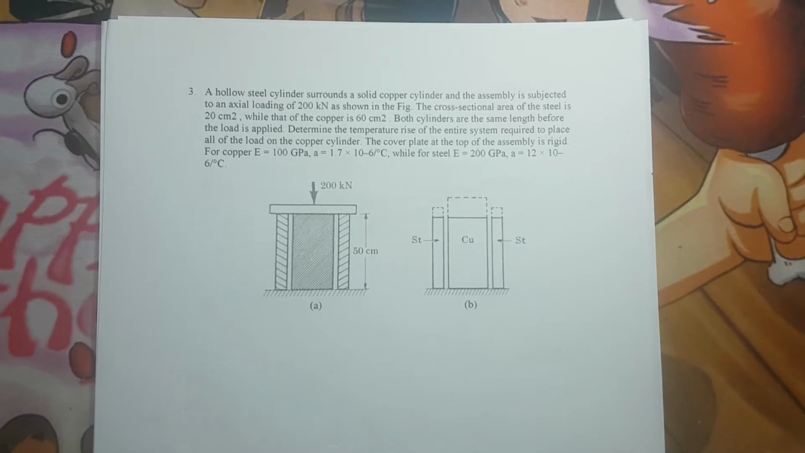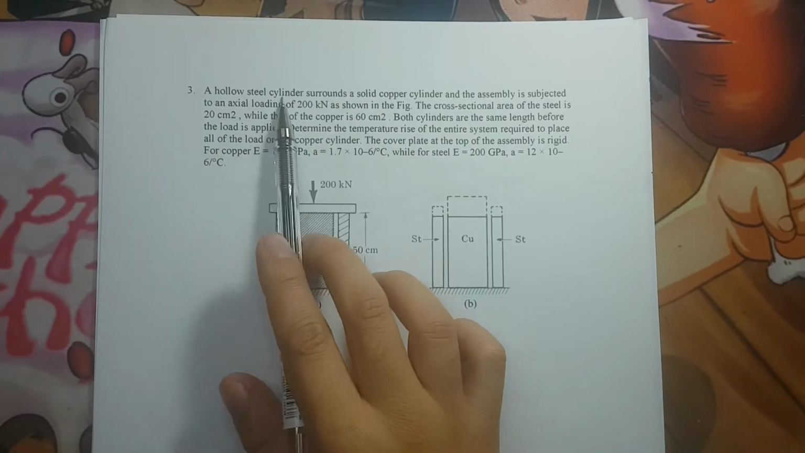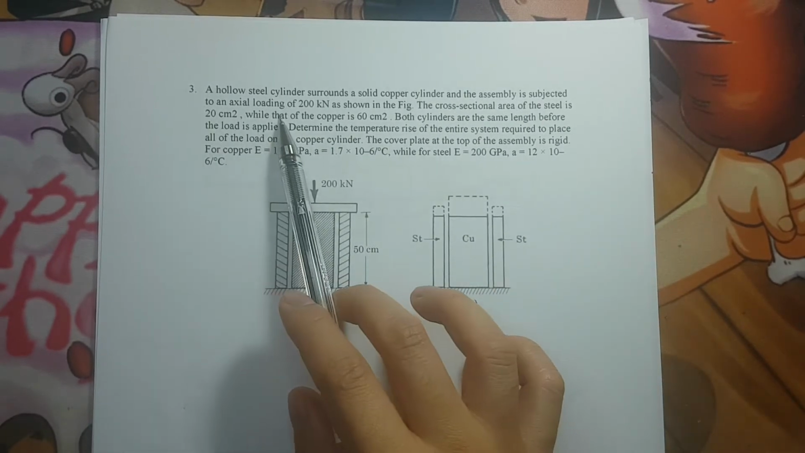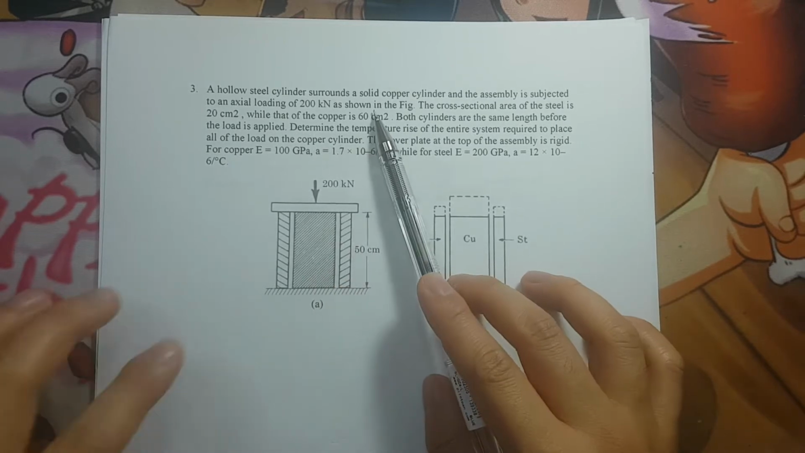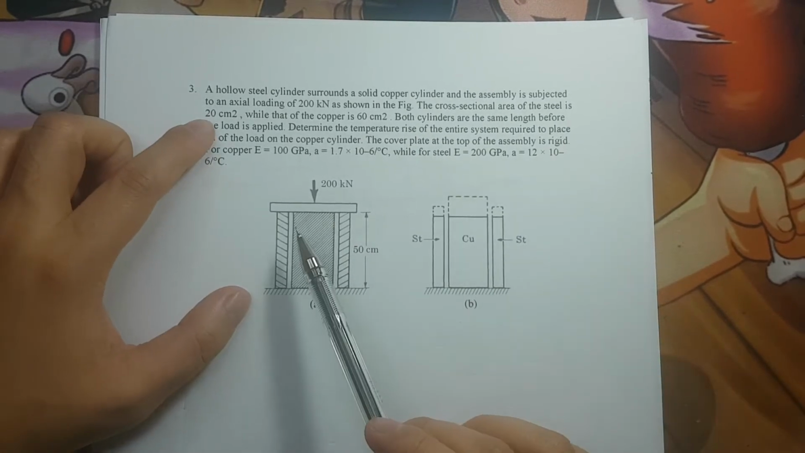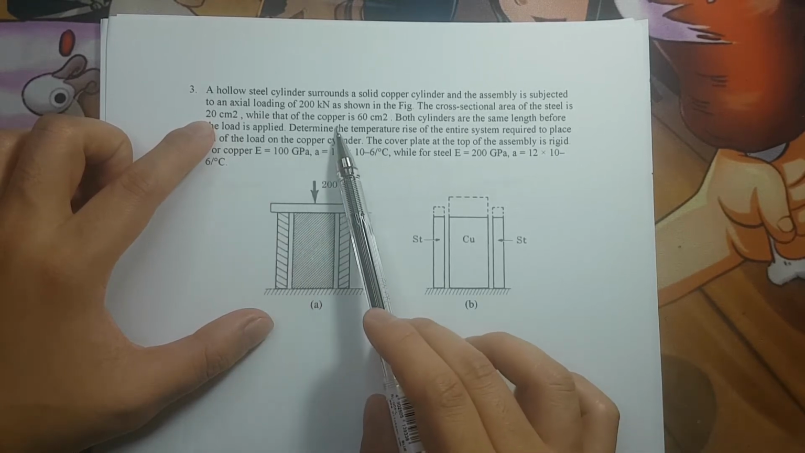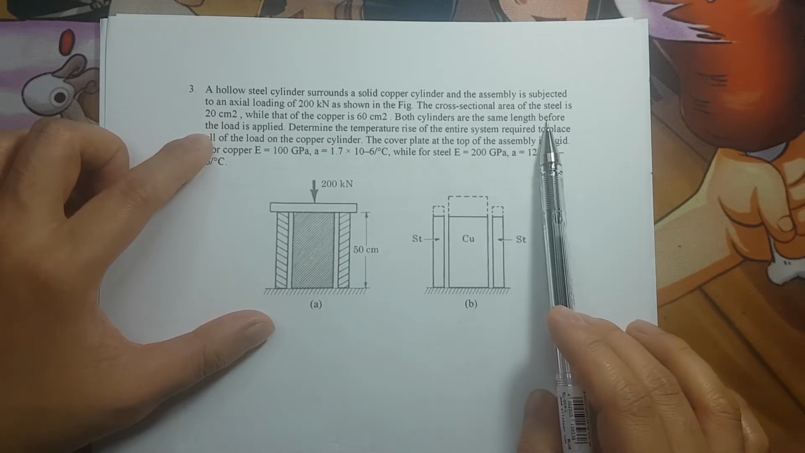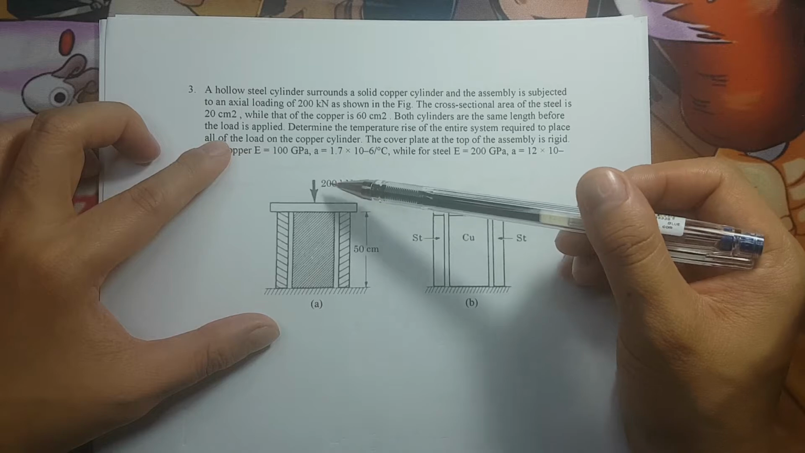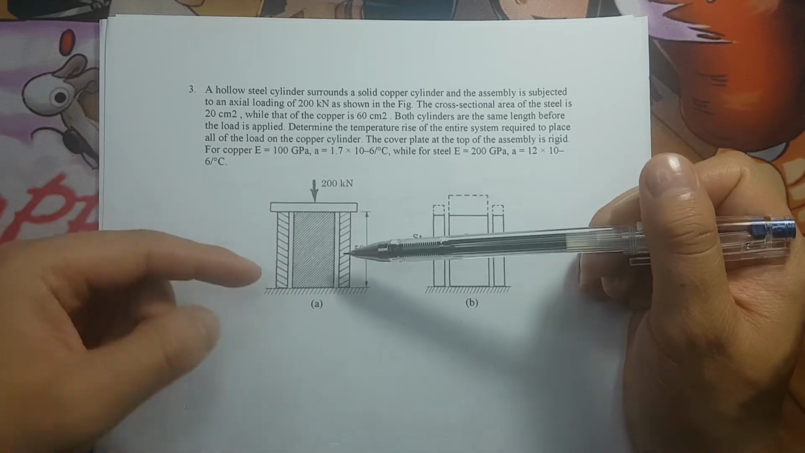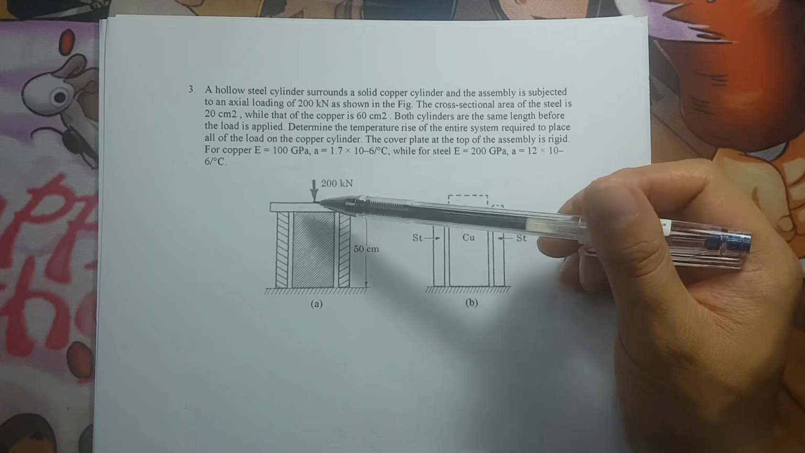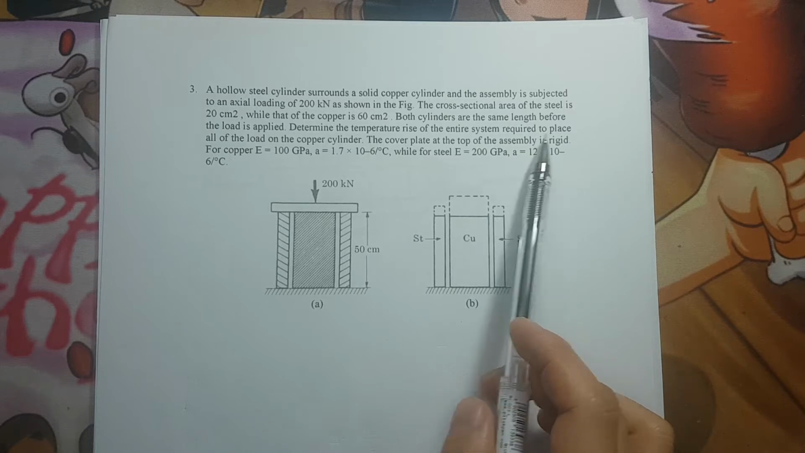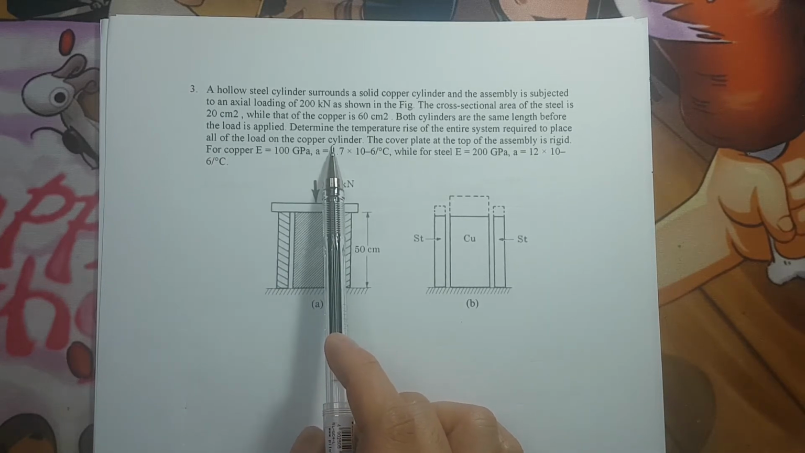Okay, so we have here problem number 3. A hollow steel cylinder surrounds a solid copper cylinder and the assembly is subjected to an axial load of 200 kilonewton as shown. So the cross-sectional area of the steel is 20 centimeters squared, while the cross-sectional area of the copper is 60 centimeters squared. So both cylinders are the same length before the load is applied. So you have here a 200 kilonewton load applied. So they have the same length before it was applied. So determine the temperature rise of the entire system required to place all of the load on the copper cylinder.